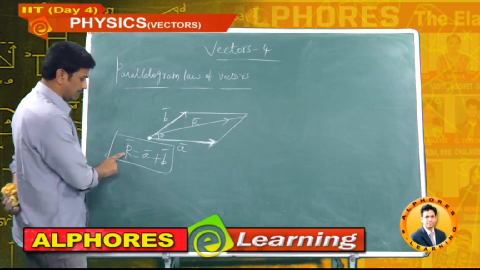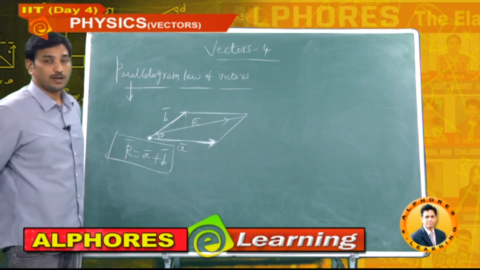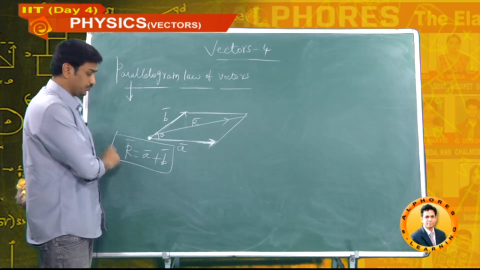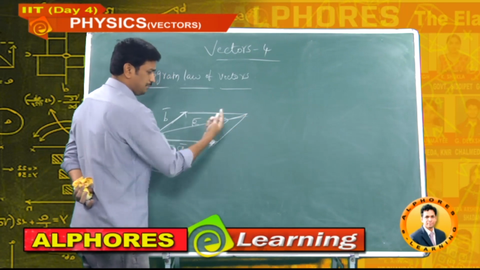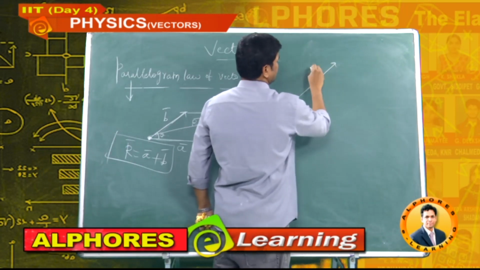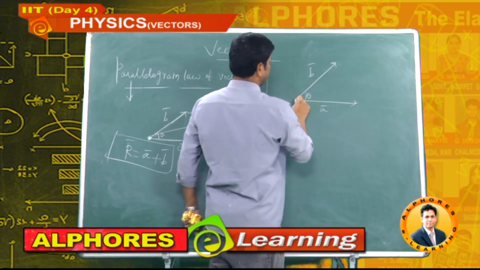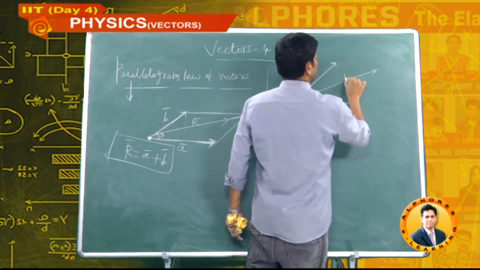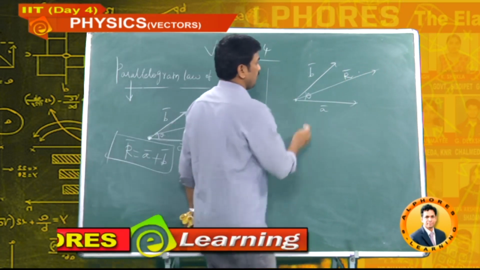Now we have to calculate the magnitude of R bar. That is the importance of parallelogram law of vectors. How to find the magnitude of R bar? We will use it. Now the same diagram I will write here. B bar, A bar, angle theta. Now this is the resultant, R.